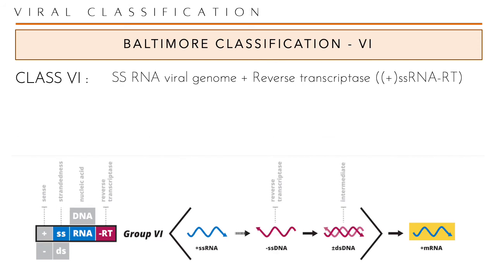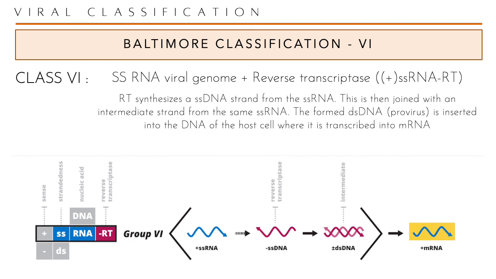Class 6. Alright, here is where it gets even more fun. Okay? The ssRNA viral genome is different from the other class because it carries a different enzyme, the reverse transcriptase enzyme. Alright? So what happens in this class? The raw product, which is an ssRNA, is synthesized back by the reverse transcriptase, kaya siya reverse, into an ssDNA. Okay? Just by that.